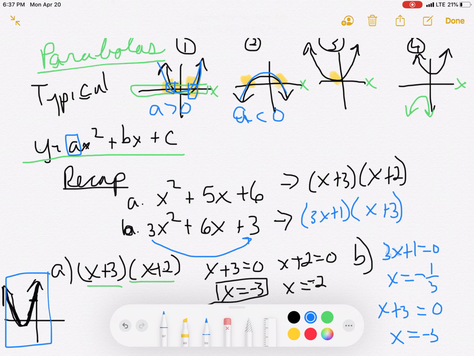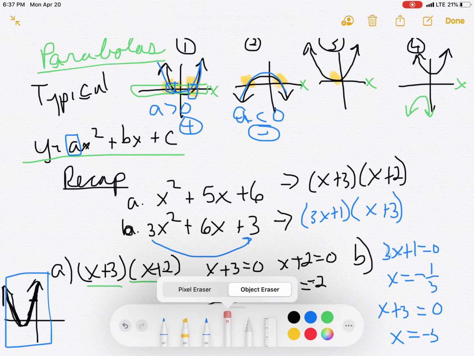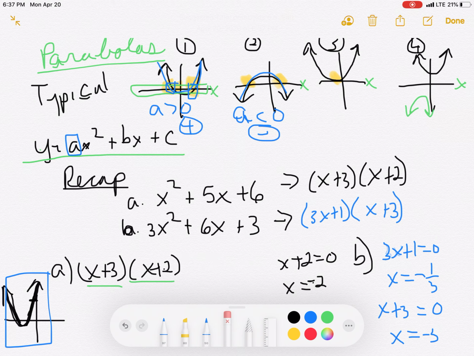And so what does that mean? That means this is a positive number for A, and this one is a negative number for A, and that's all that really means. Okay, moving on. So what does this bring us? Well, we're trying to get closer and closer to graphing. So let's see how we can use this.